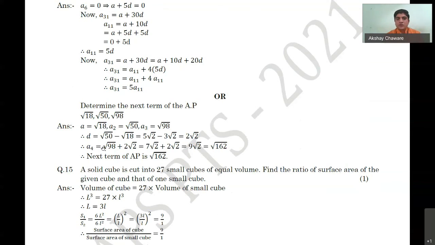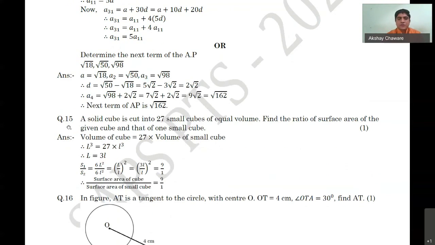A4 is equal to root 98 plus 2 root 2, that is equal to 7 root 2 plus 2 root 2, that is 9 root 2. And if we convert this 9 root 2, then we will get an irrational number as root 162 because 9 square is 81, 81 into 2 is 162. So the next term of the AP is root 162.